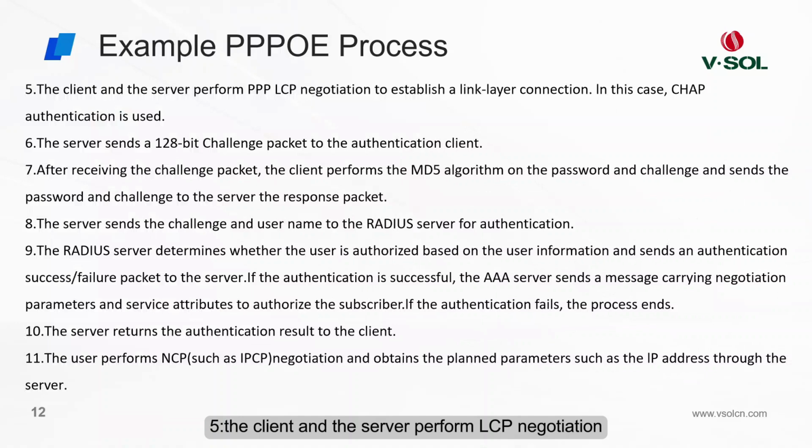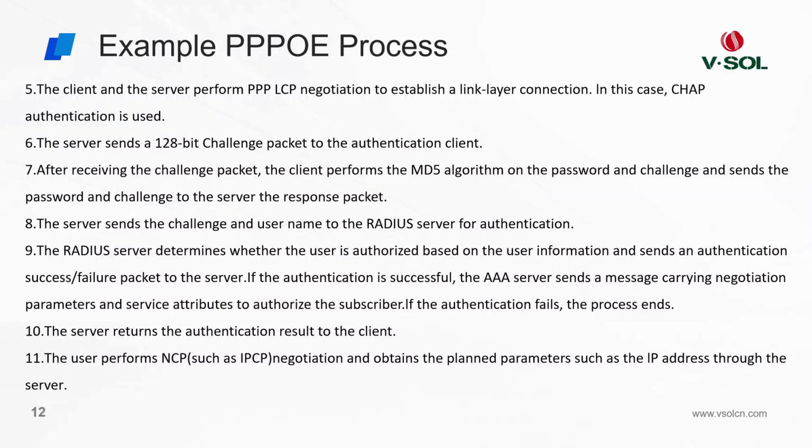5. The client and the server perform LCP negotiation to establish a link layer connection. In this case, CHAP authentication is used. 6. The server sends a 128-bit challenge packet to the authentication client.